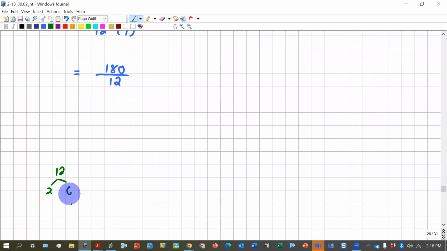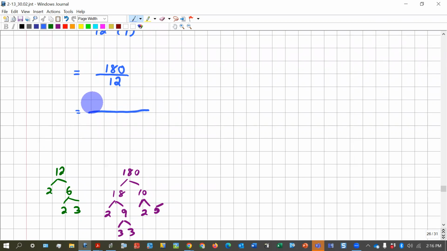12 is 2 times 6, 6 is 2 times 3. 180 is 18 times 10. 18 is 2 times 9. The 9 is 3 times 3. The 10 is 2 times 5. So 180 is 2 2s times 2 3s times a 5. And the denominator is 2 2s times a 3.